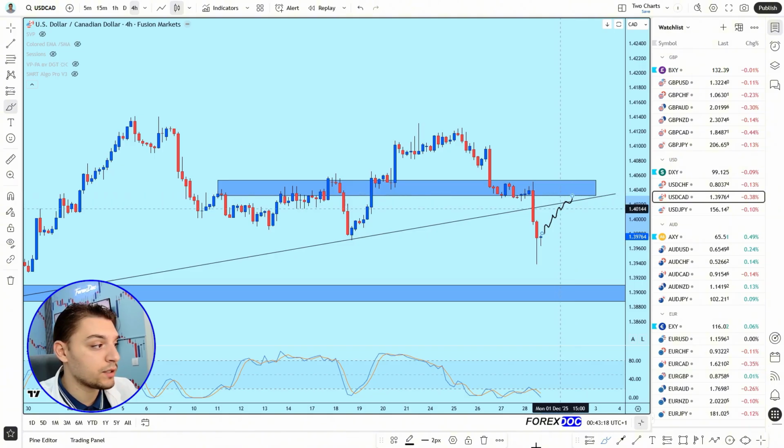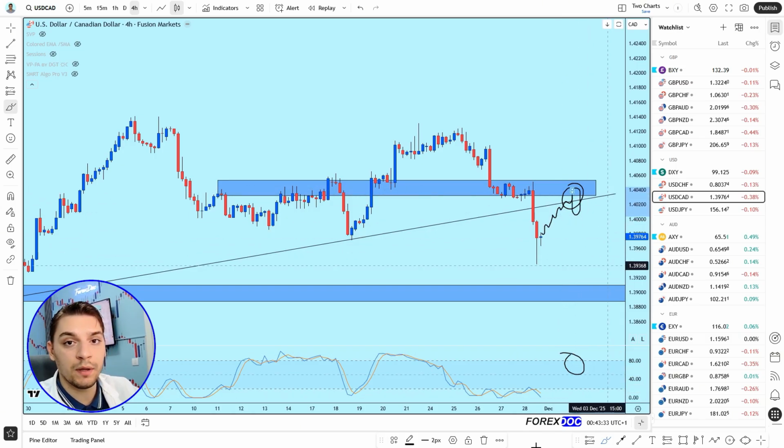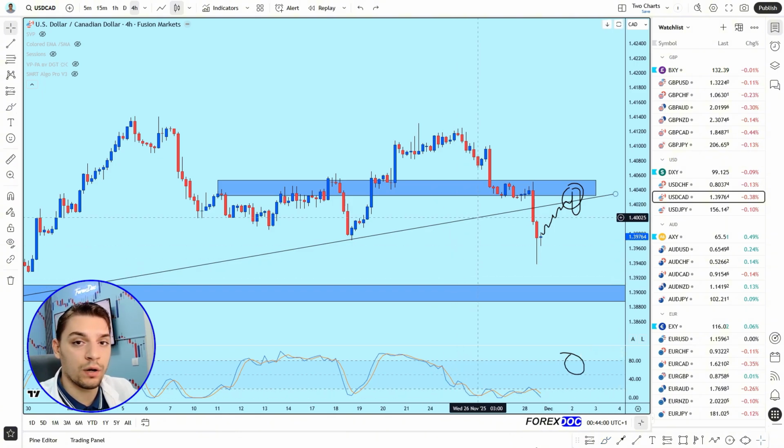So this here is a significant zone, and what we can do is to wait for a slow bullish pullback to retest this zone, and then we can look to sell. And ideally we will have stochastic RSI sell indication. Now if that happens and price forms bearish pressure, that will be a good opportunity to enter a sell trade. So this can definitely be our plan for US dollar Canadian dollar.